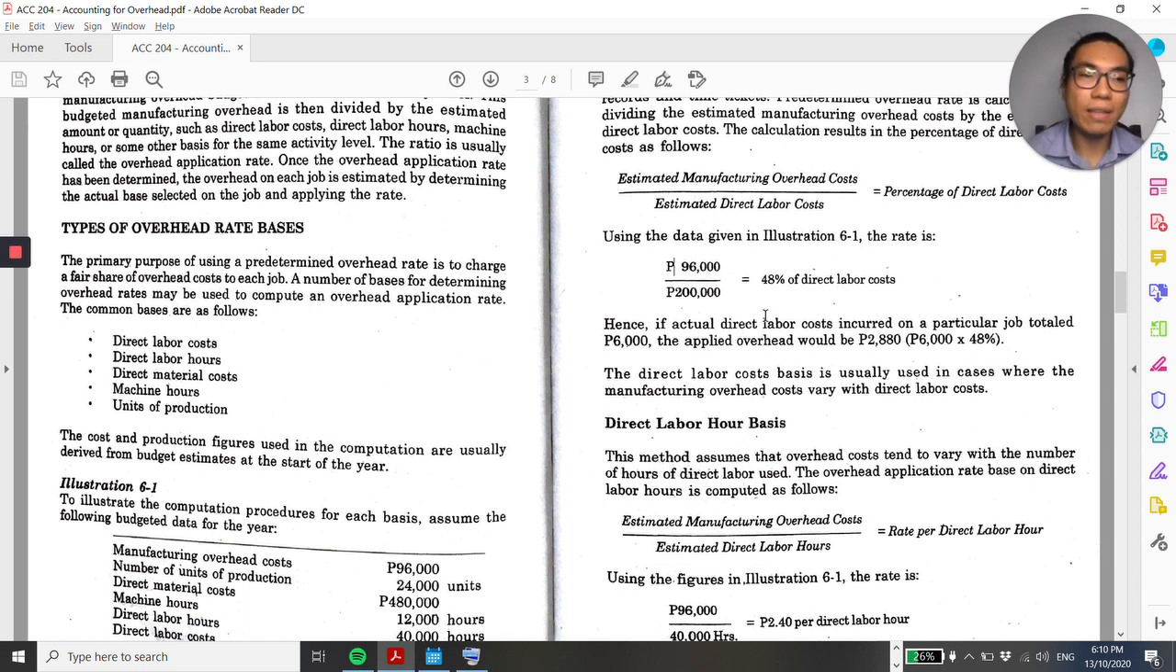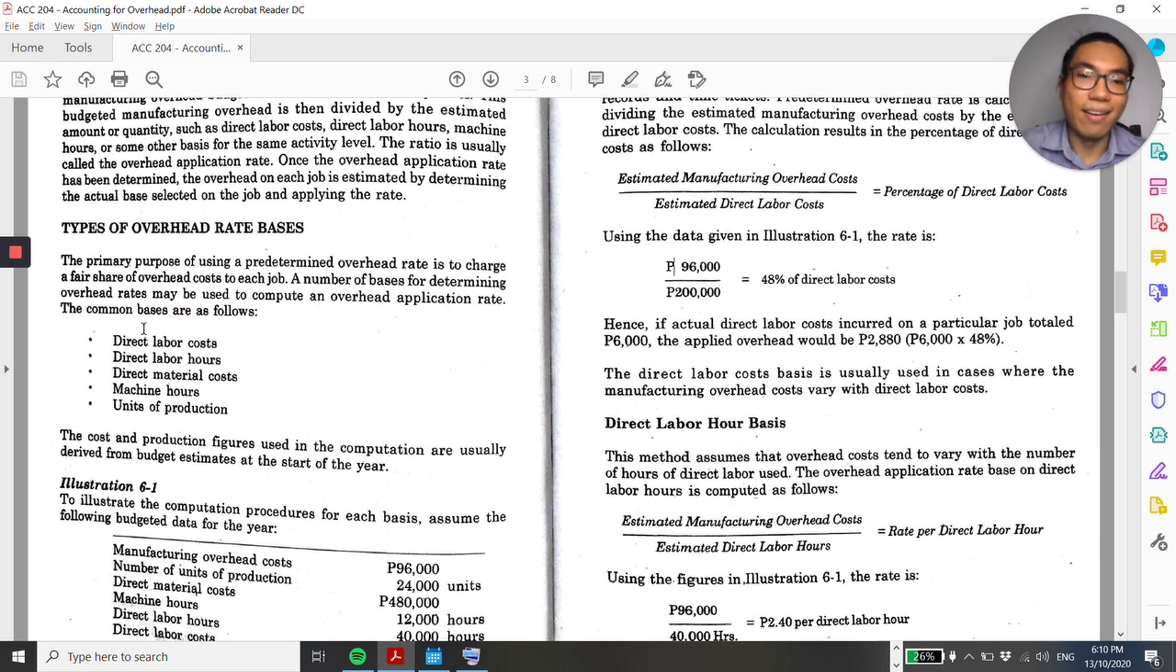And remember nyo yung term about the applied overhead. Kasi yung applied overhead, applicable lang siya for normal costing, wherein we multiply the predetermined overhead rate times the basis for the overhead rate.